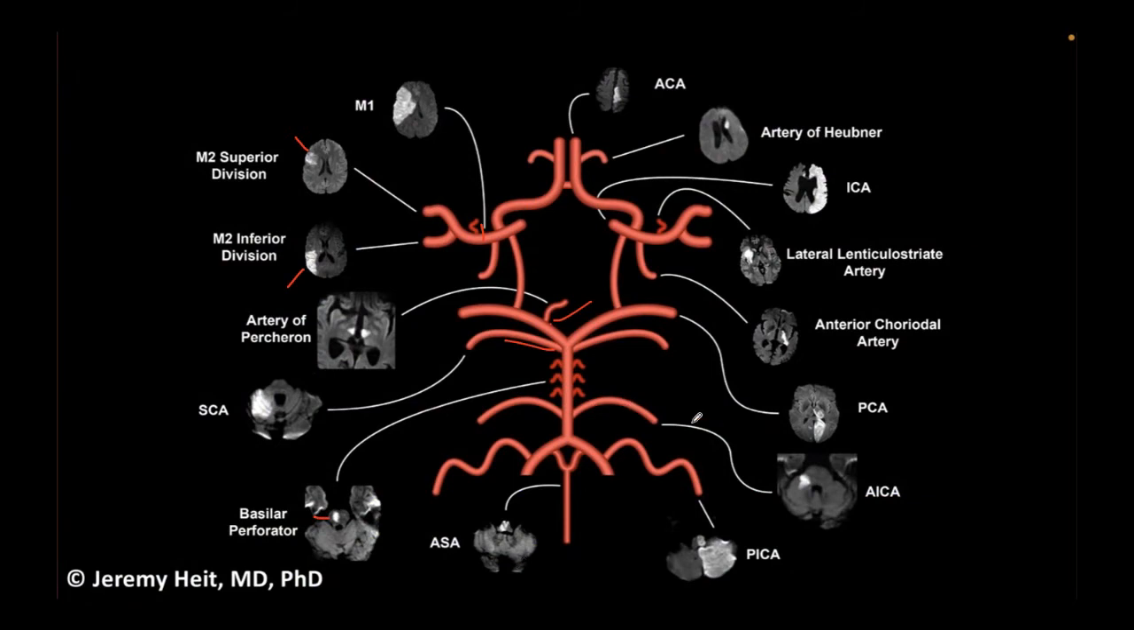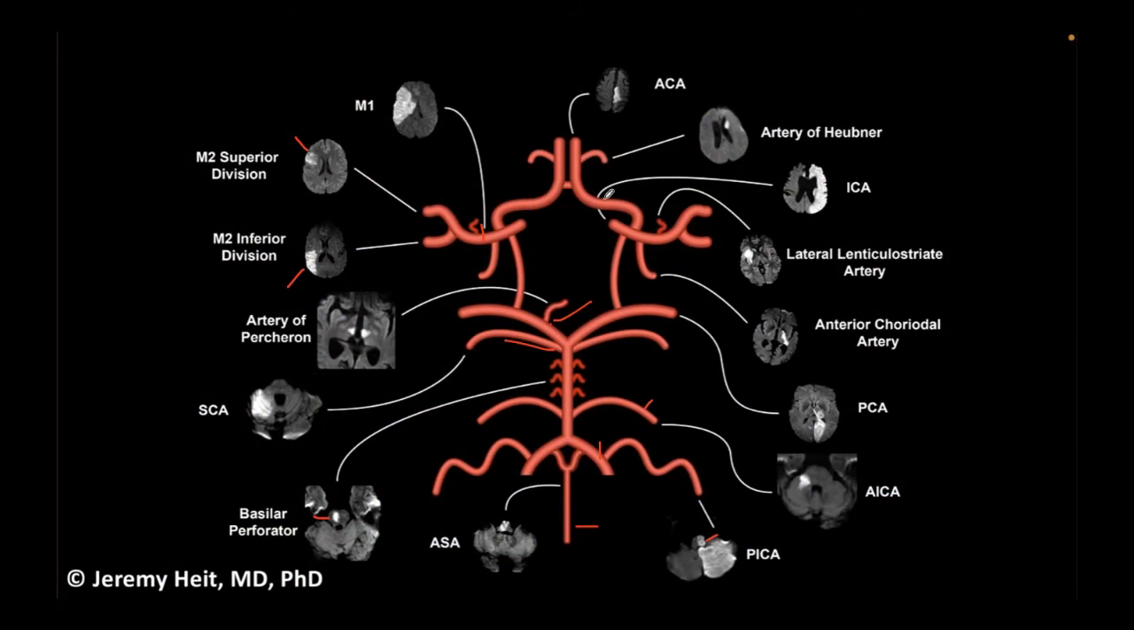The next vessel would be your AICA. And that should get in the region of the right middle cerebellar peduncle and the adjacent regions. And the PICA comes off the vertebral artery. And that gets the inferior portion of the cerebellar hemisphere, and it does get the medulla. These two vessels join to form the anterior spinal artery. Watch out for the cord.